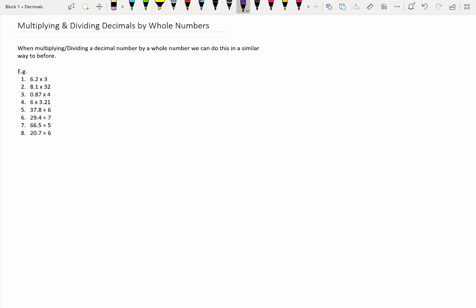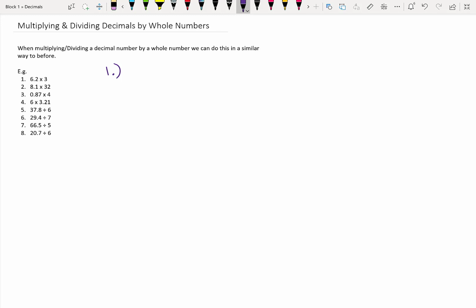So one of them should just be a standard number that we're used to, and the other one should be a decimal. We'll look at when we mix them both up to be decimals later. Just now, we're keeping one of them as a whole number, one of them as a decimal. So when we are doing it, we're going to set out the same way. So I've got the first example here, 6.2 multiplied by 3.